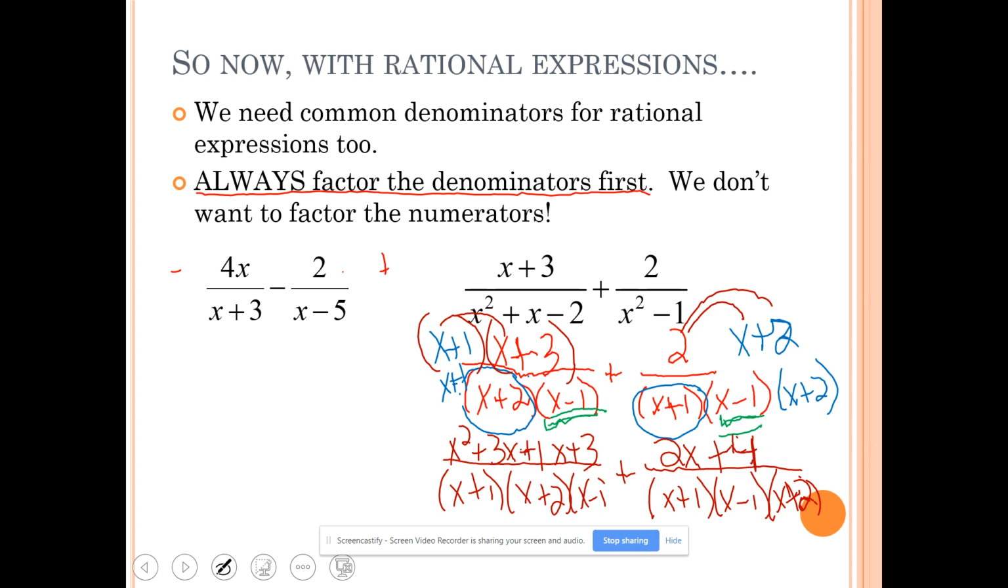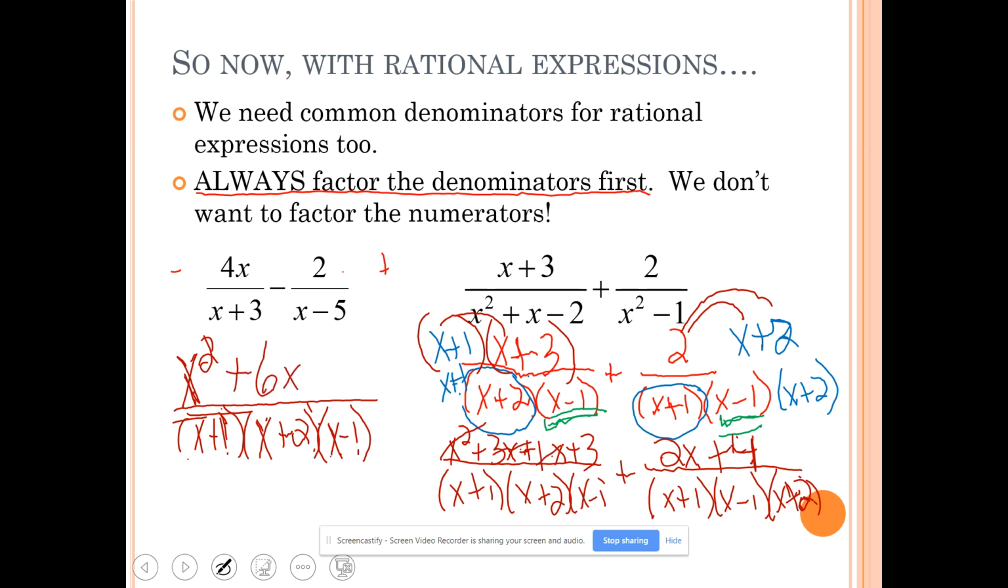All right, so now I need to combine like terms on my numerators to get my final answer. So our denominator again, x plus 1, x plus 2, x minus 1, and on the top, like terms. So I'm going to start with x squared. No other x squared. Then we have 3x plus 1x plus 2x, which is a total of 6x. And then 3 plus 4 is 7.